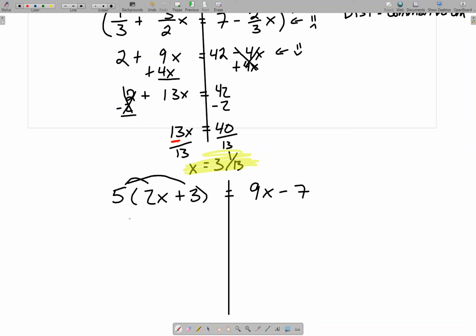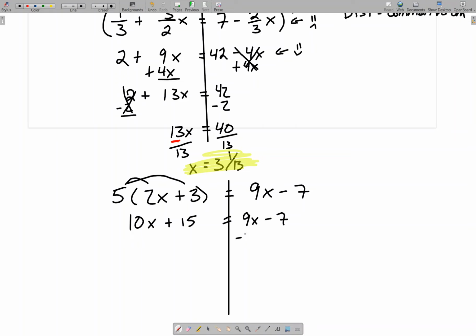5 times 2x is 10x. 5 times 3 is 15. And then I'm just going to drop down the equal sign and everything on the right. So that was distributing. I still don't need to combine any like terms on either side, but I do need to get all my variables left and all my constants right.